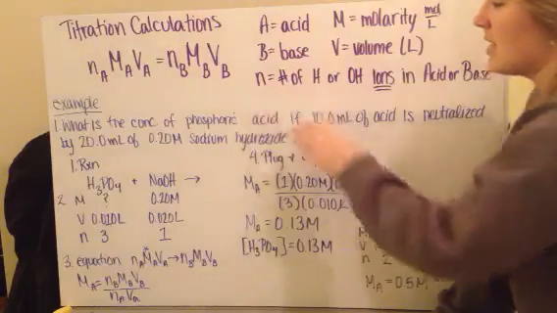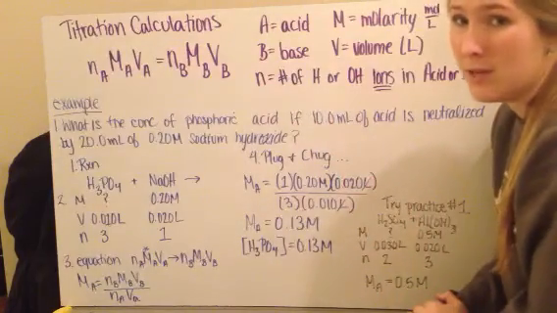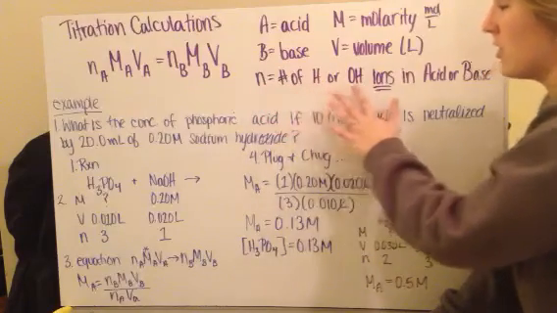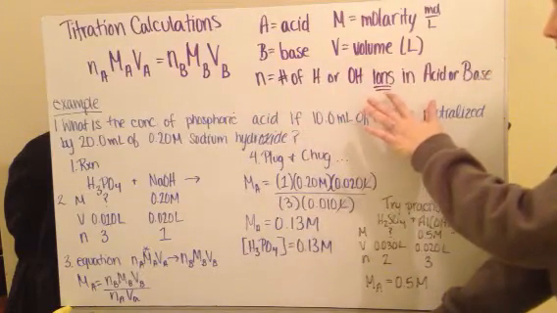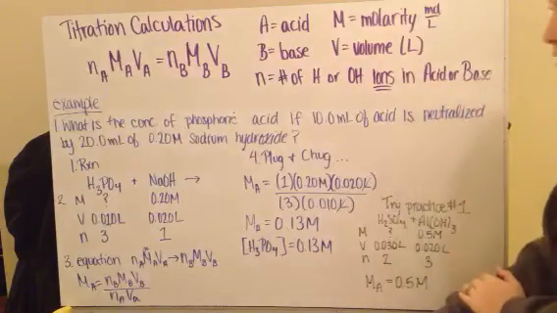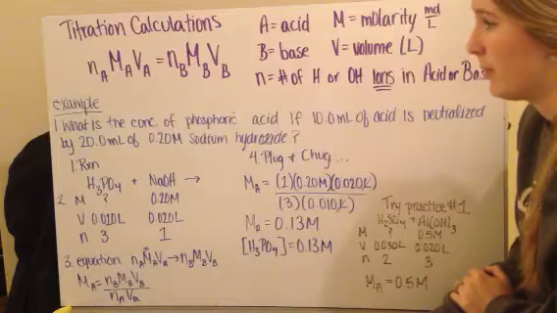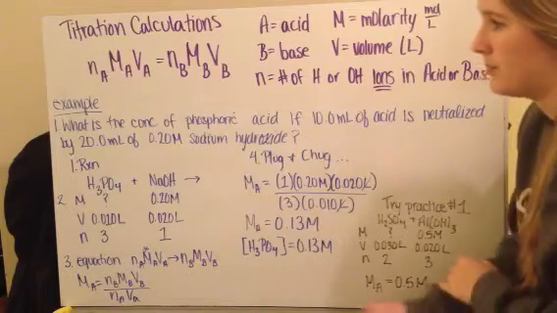Now, n does not refer to moles like it did for your gas law. Here, n refers to the number of hydrogen or hydroxide ions that are in the acid or base you're looking at. So it's dependent upon what type of acid or base you have. So let's do an example problem.